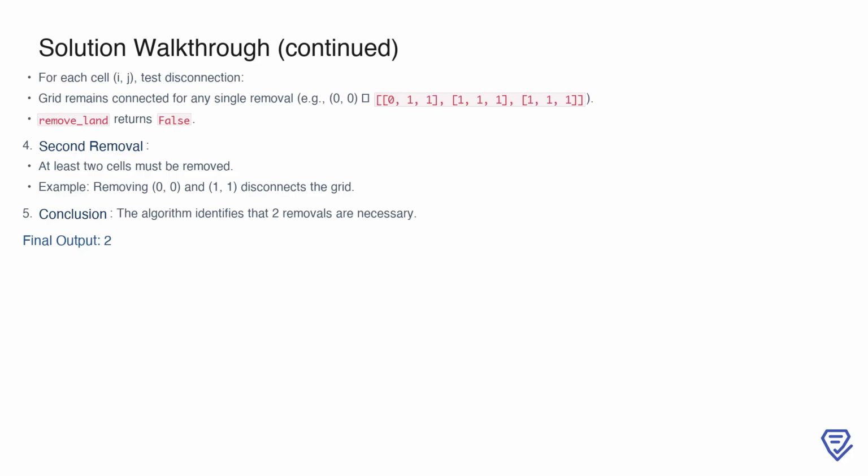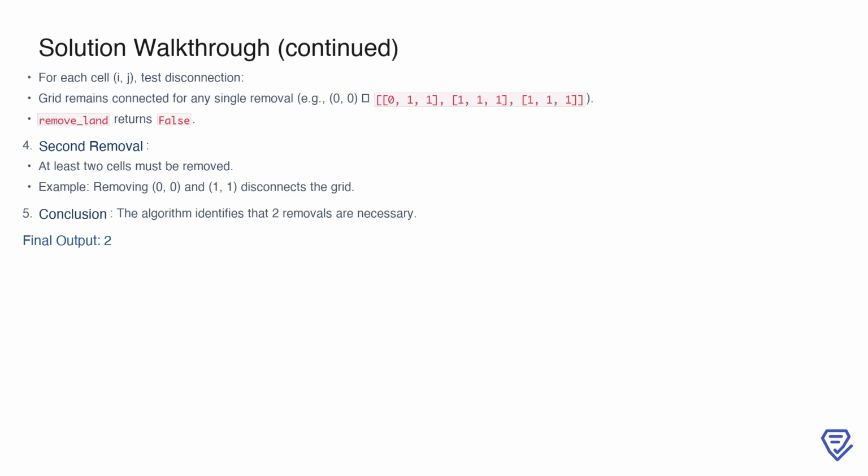For any single removal, such as removing the top left cell, 0, 0, the grid remains connected, as the BFS traversal can still visit all remaining land cells. This means that removing just one cell is insufficient, and the remove_land function returns false for all single cell removals. To disconnect the grid, at least 2 land cells must be removed.